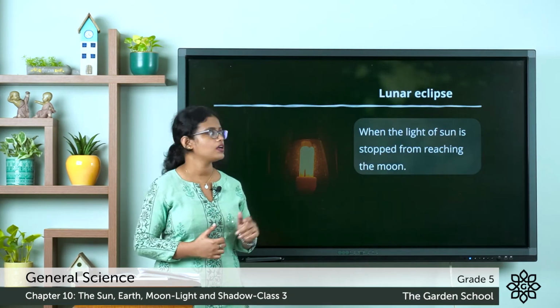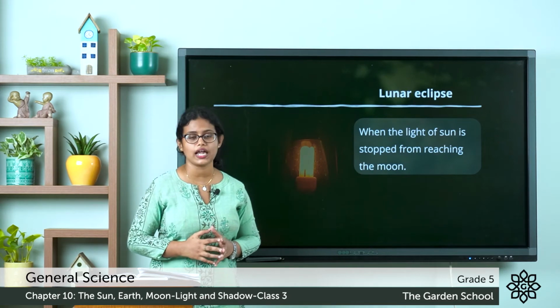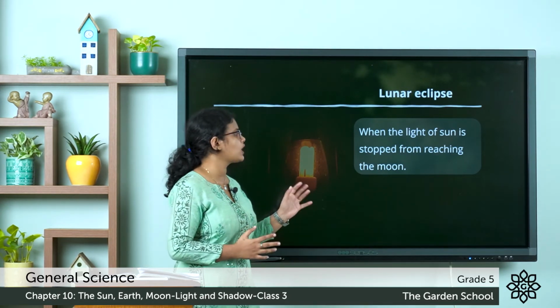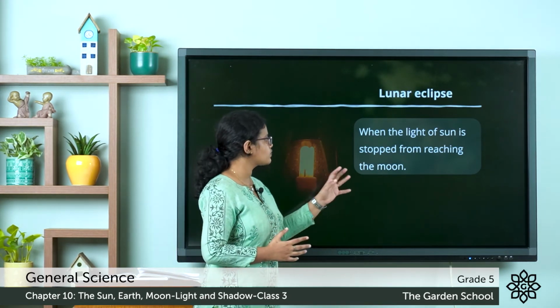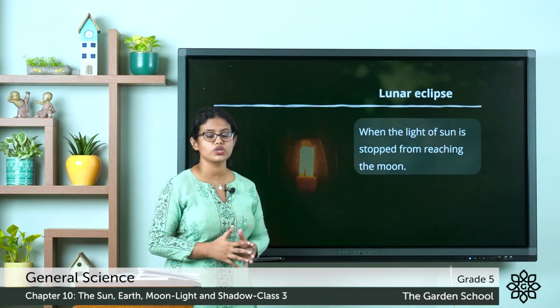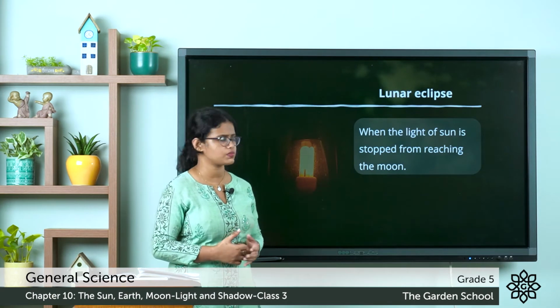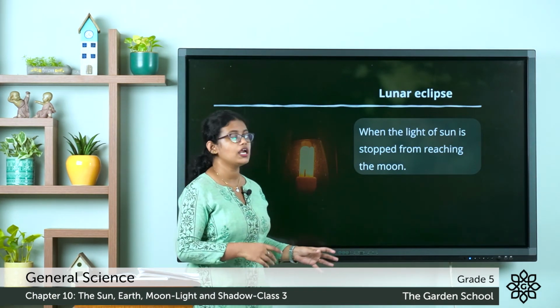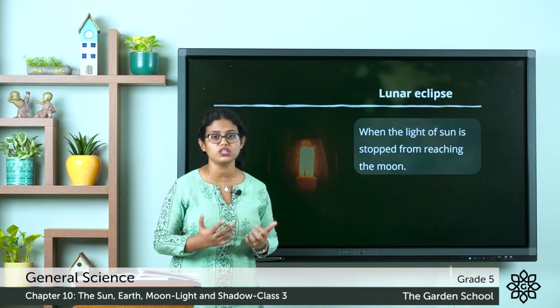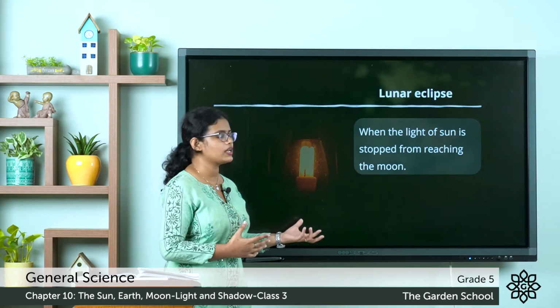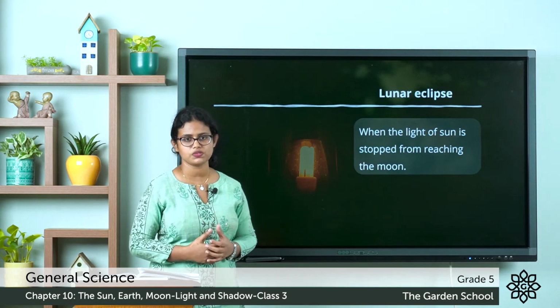The next type of eclipse is lunar eclipse. What is lunar eclipse? When the light of the sun is stopped from reaching the moon, we call it lunar eclipse.